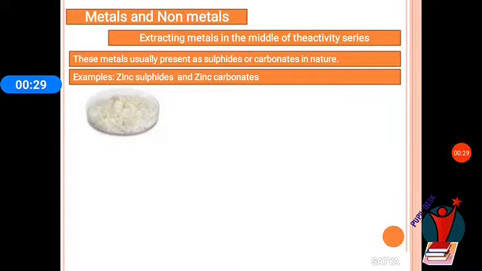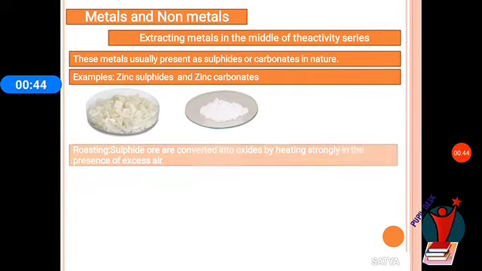This is the picture of zinc sulfide. This is the picture of zinc carbonate. We have to extract the zinc from this sulfide form and carbonate form. For that, we are using certain methods.